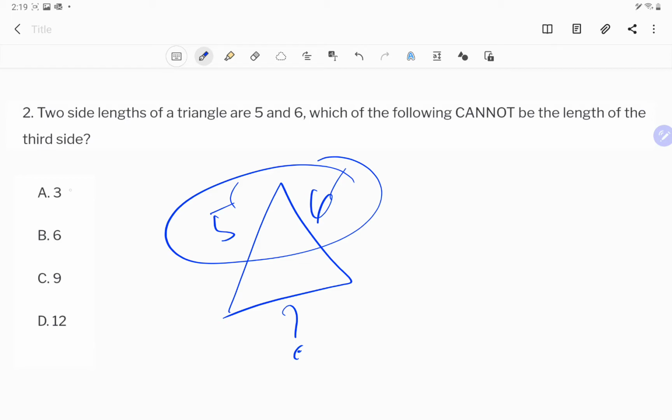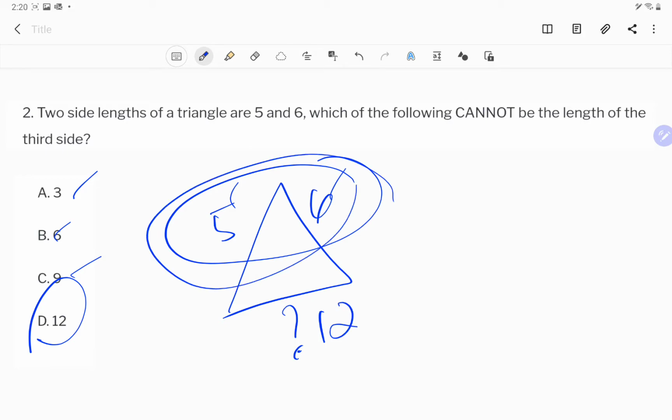So is 11 bigger than 3? Yes. So letter A, which is 3, is possible. How about 6? Is 6 bigger or smaller than the sum of 5 and 6, which is 11? Yes, it is smaller than 11. How about 9? Is 9 smaller than 11? Yes. How about 12? 12 is bigger than the sum of these two sides.